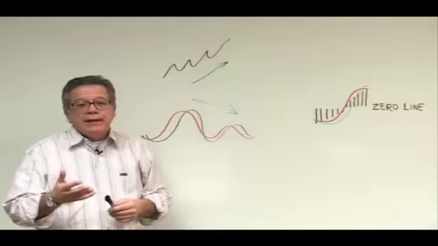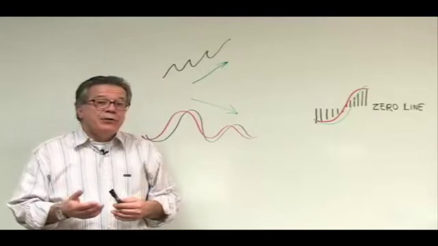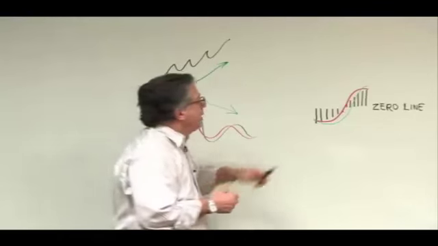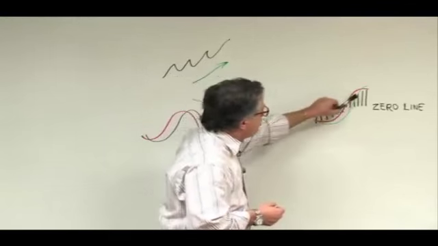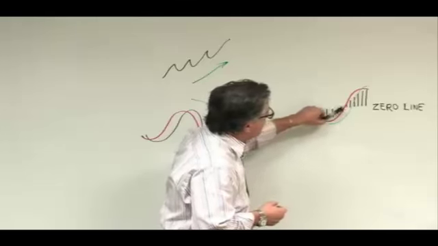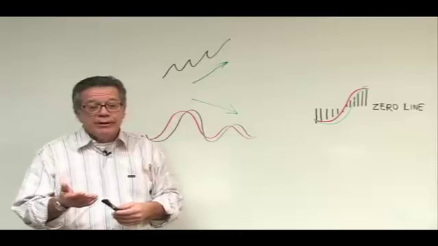The fourth checkpoint that I use is, are the histogram bars crossing the zero line in the direction of the trend? Again, if they're crossing the zero line in the direction that I want to trade the pair, so much the better. And we can see that these histogram bars are crossing the zero line to the upside. That would be good for a buying opportunity.